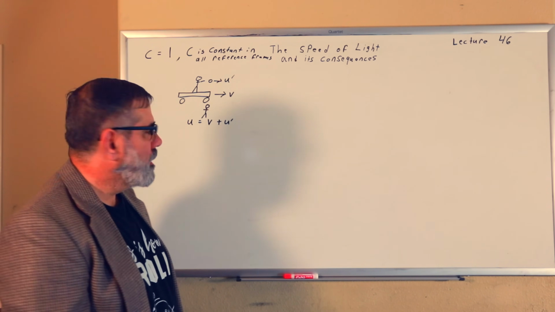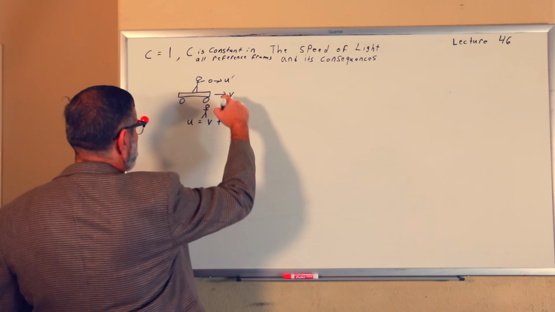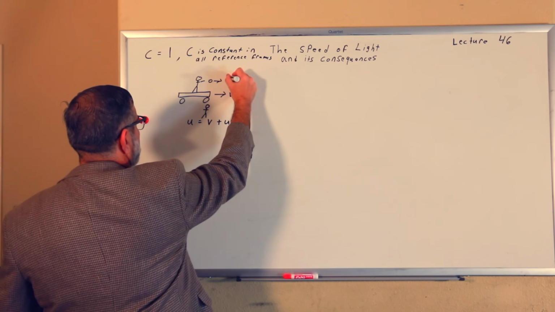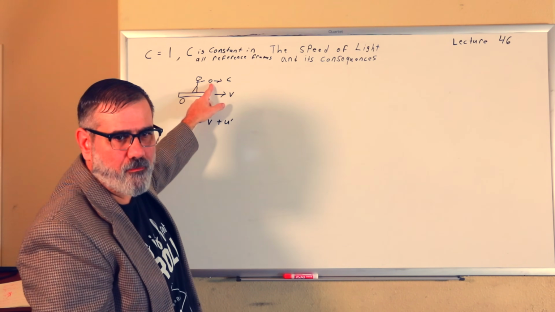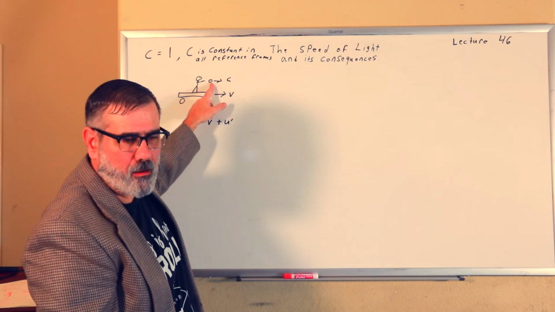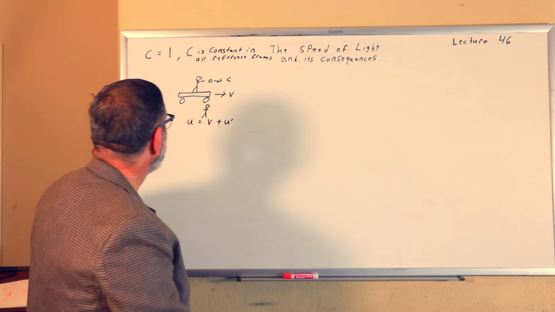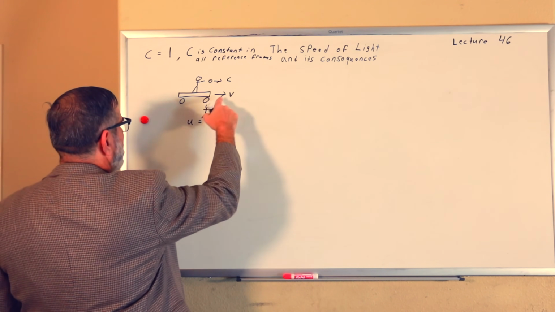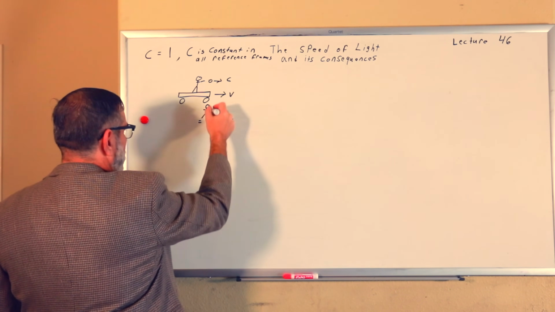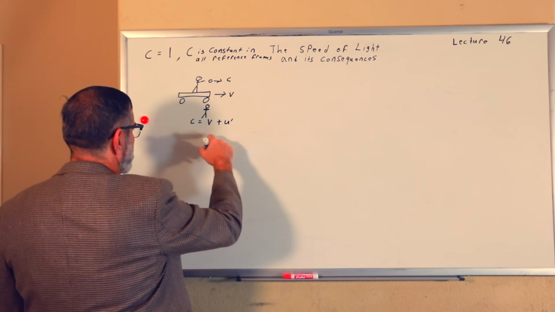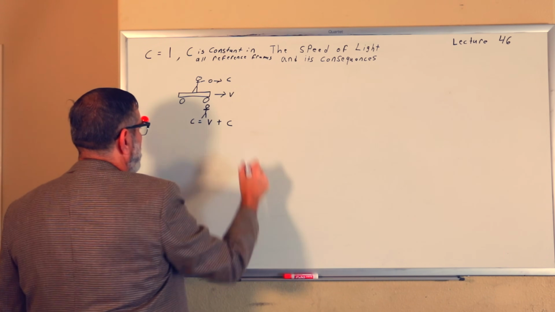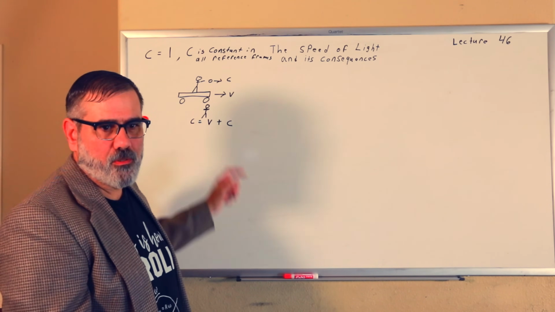But now, if we say the ball is actually light, and so we say it's equal to c, because we know this guy is going to measure the speed of light to be c in his reference frame, so the ball is moving at the speed of light. Then we end up, but also this guy has to measure speed c as well, right? So c is equal to v plus c. Well, that only works if v is equal to 0.